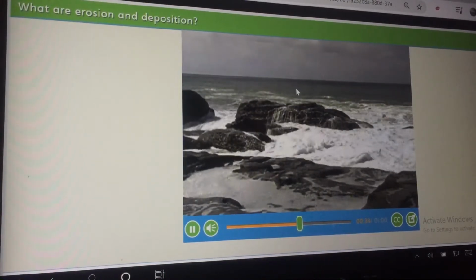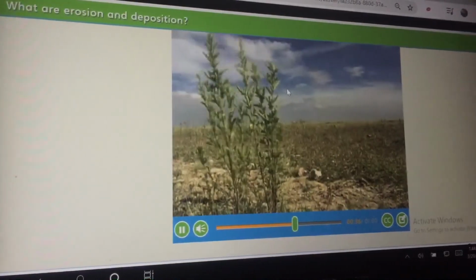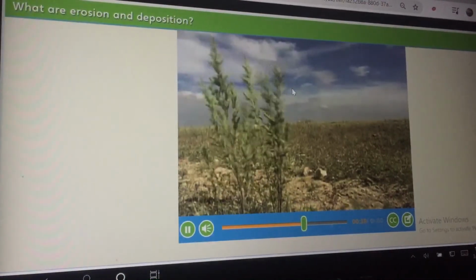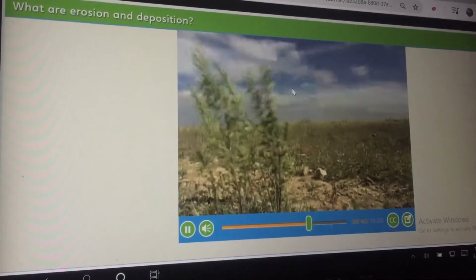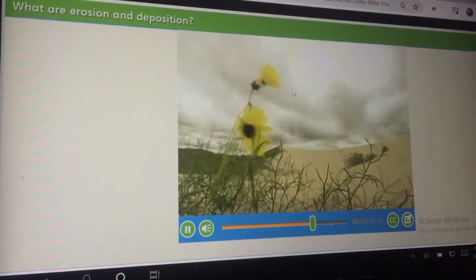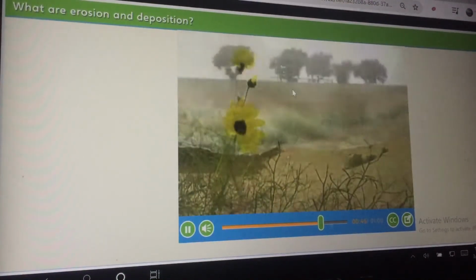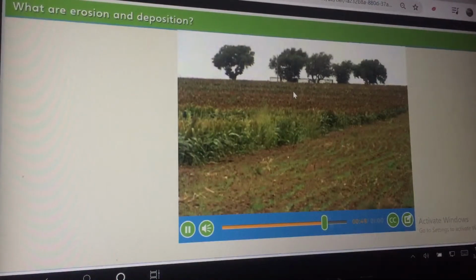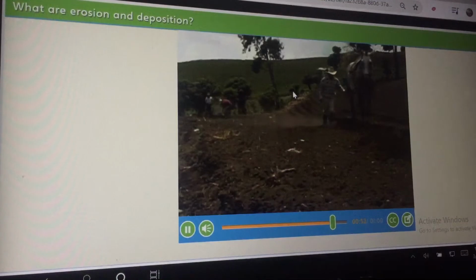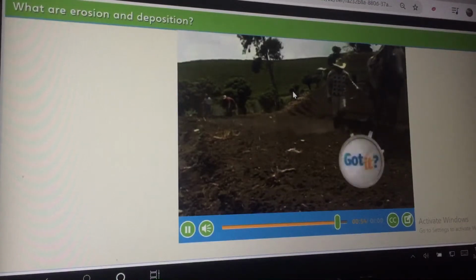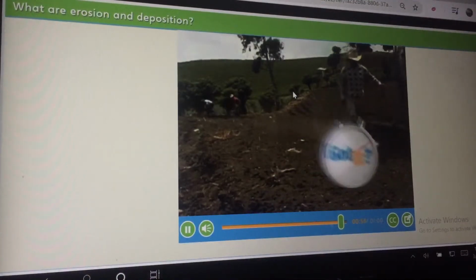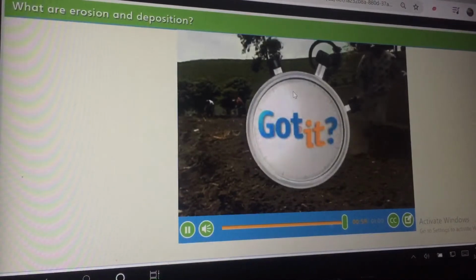Another type of erosion is caused by the wind blowing dust, soil, or sand from one place to another. Sand dunes are large, loose deposits of sand that are moved around by the wind. Wind can also blow topsoil off of fields that are used to grow crops. Farmers often plant rows of tall trees along the edges of fields to prevent wind erosion. Got it? Sure you do.